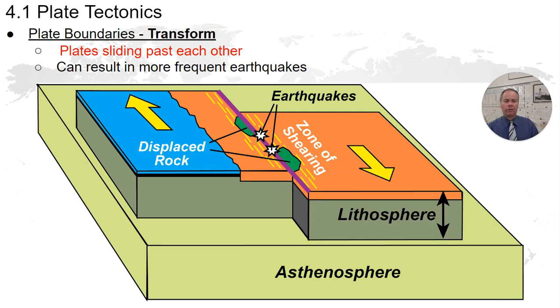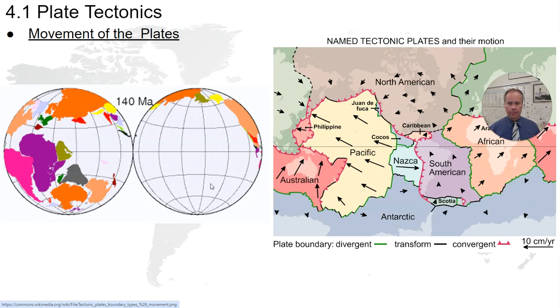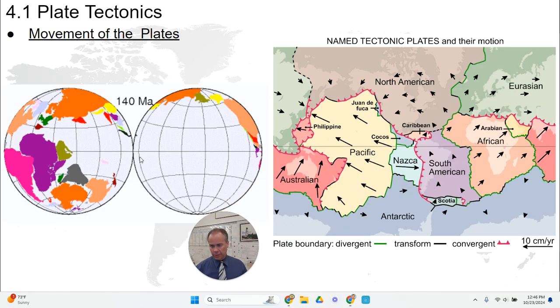Those are areas of very frequent earthquakes when you have these transform boundaries sliding against each other. And so we can see here in this map of the Earth that shows major plates, you can see the movement of those plates. The plates are all moving. In some areas we have convergent boundaries, others we have divergent boundaries.